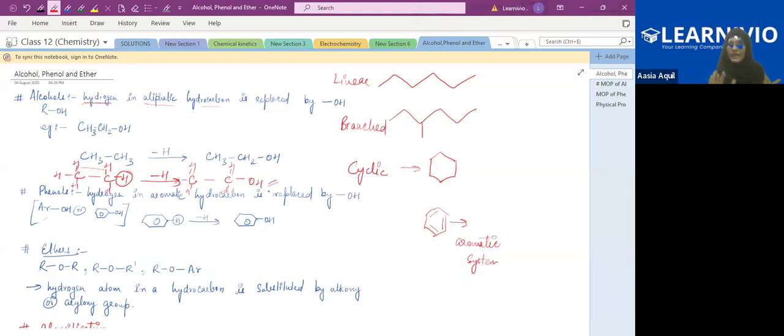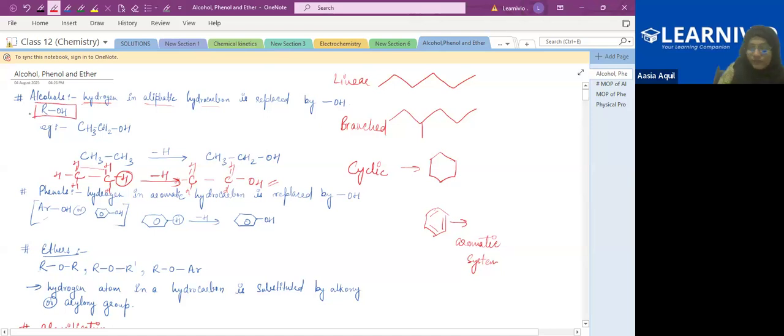Okay, now clear what is alcohol? And the general formula of alcohol is ROH. Now, what is R? R is any alkyl group, whether it could be methyl, ethyl, propyl, anything. So R is your alkyl group and OH is your hydroxyl. Clear, everyone?